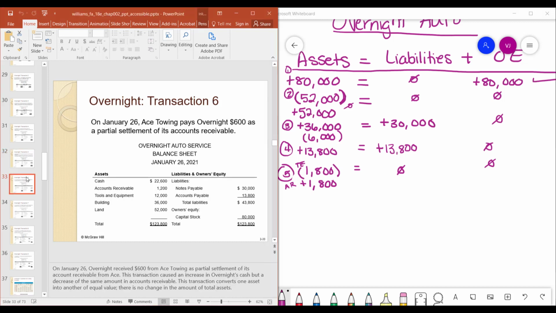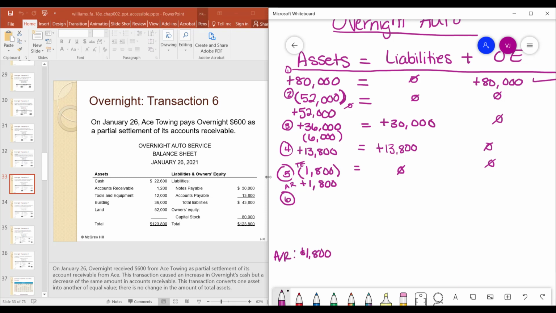Okay, on to transaction number 6. On January 26th, Ace Towing pays overnight $600 as partial settlement of its accounts receivable. So remember, we have that accounts receivable that had a balance of $1,800, right? The amount that Ace Towing owed or owes overnight auto. Okay, but now it says by the time January 26th rolls around, they decided to pay off a portion of that $1,800 that they owe us, right? Because they said they'd pay it all within 45 days. So now they're deciding to at least pay a part of that before those 45 days are up.